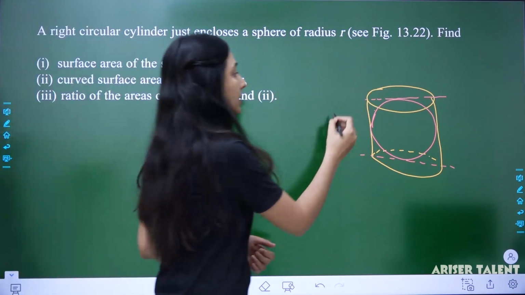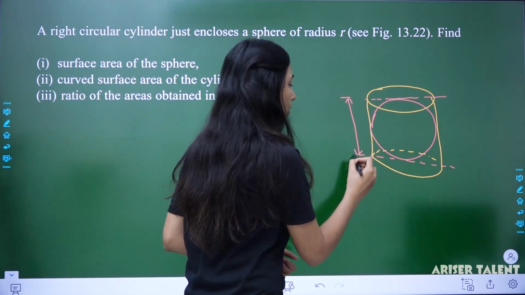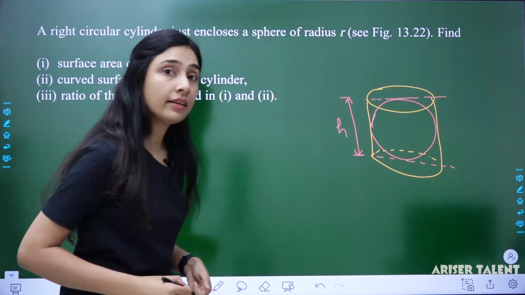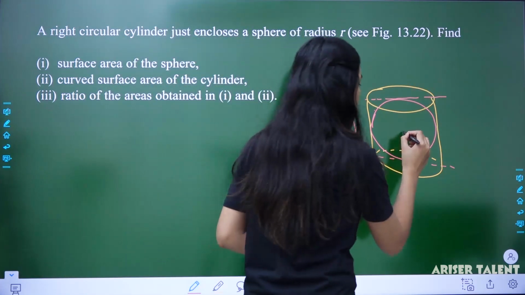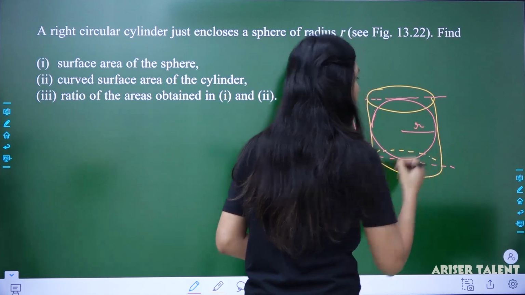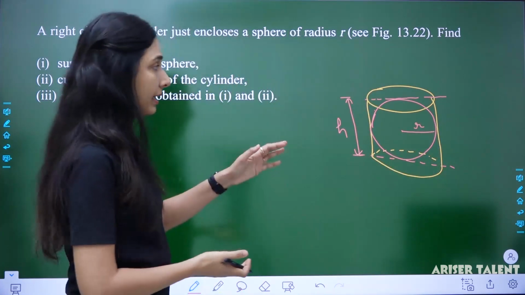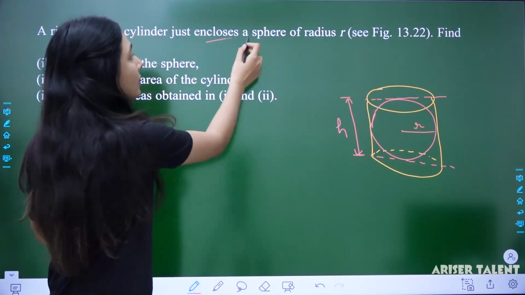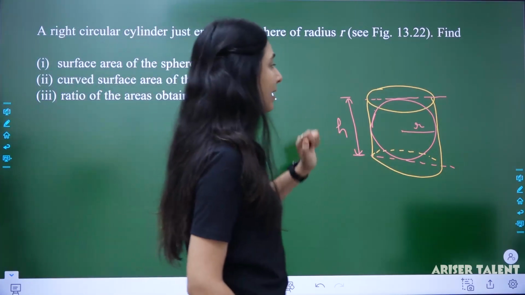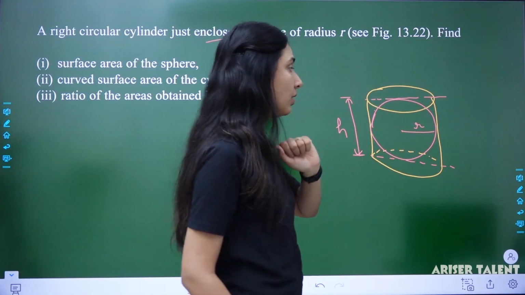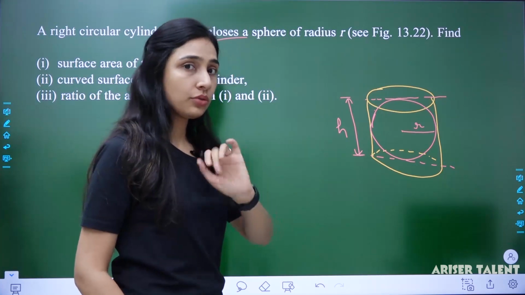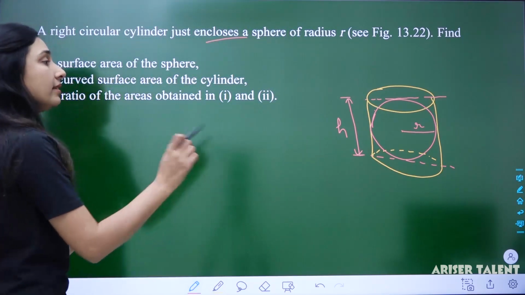Understood? This will be the height of the right circular cylinder. Here, this will be the radius of the right circular cylinder. It just encloses a sphere. Understood? That will be the height. That will be the radius here. Okay. You understood this kind of thing. And the radius is given, r.